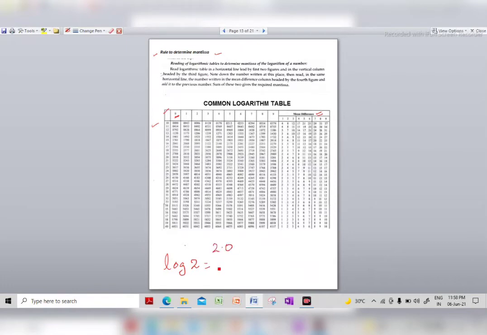Just now we have studied that if the number on the left hand side of the decimal is greater than or equal to 1, then what is our rule? Our rule says the number of digits to the left minus 1. So here the number of digits to the left is 1. So that means 1 minus 1, which is equal to 0. So in my characteristic, my answer will be 0. Now let us come to the mantissa part. This characteristic part we have already done.